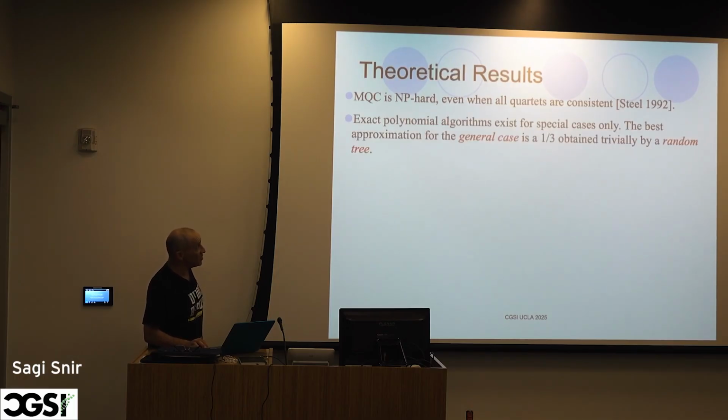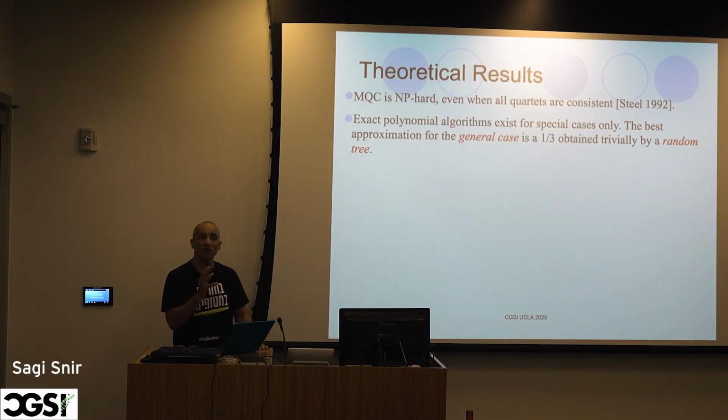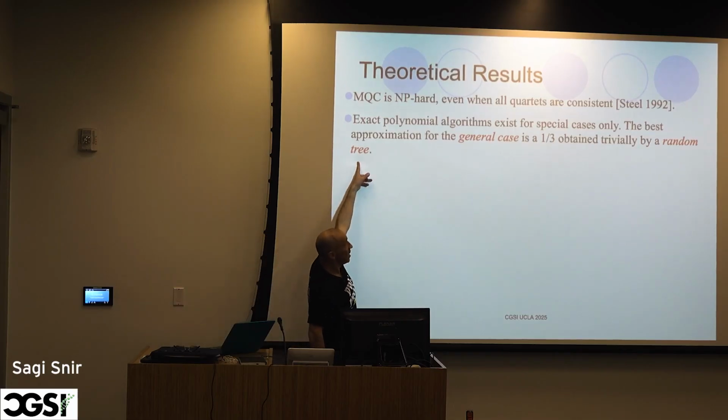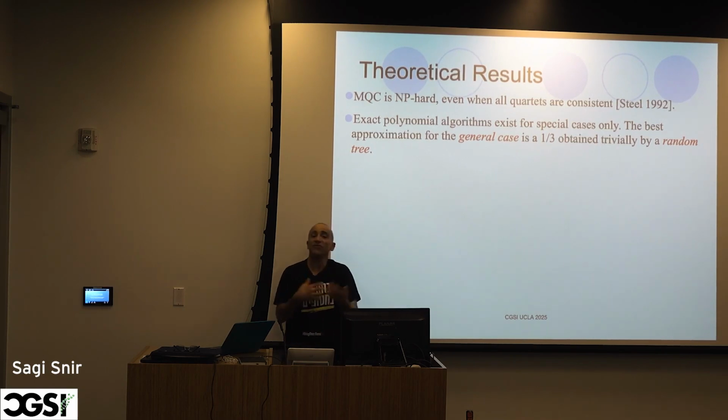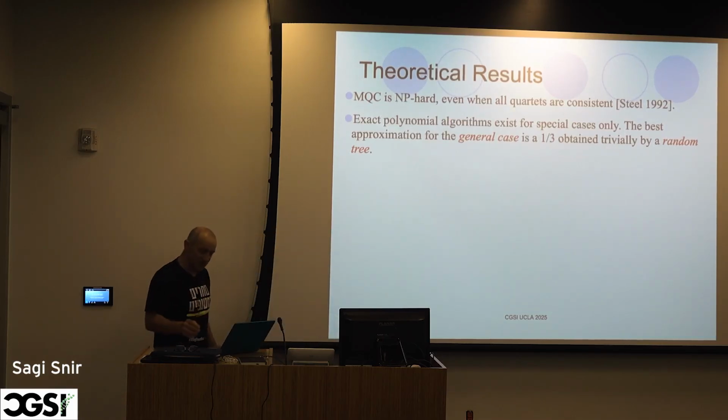An exact polynomial algorithm exists for special cases only, and for the best approximation, if we don't have an idea, we just draw a random tree and we are guaranteed to get an expected approximation of a third. Every triplet or every quartet is satisfied by chance, and that ratio is a third.